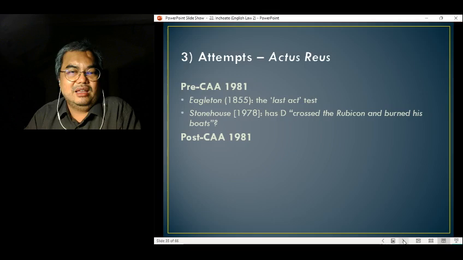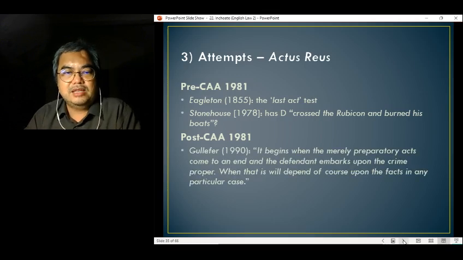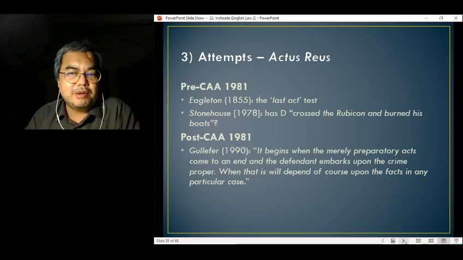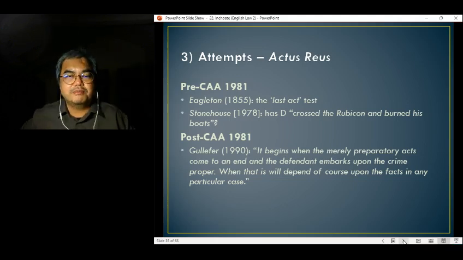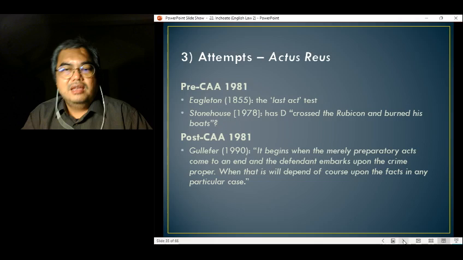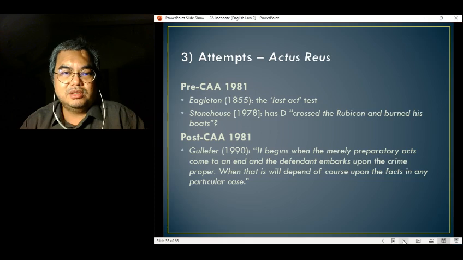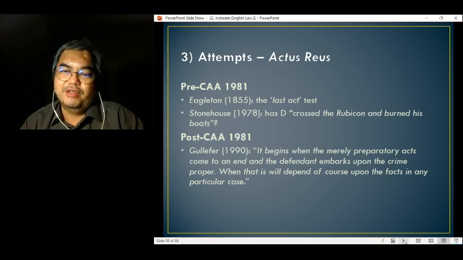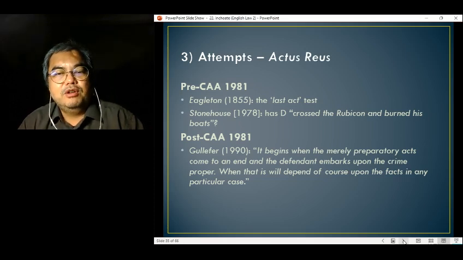So we look at the post-Criminal Attempts Act cases. The first case that we're going to look at is the case of Gulliver. In Gulliver, it was held that attempt begins when the merely preparatory acts come to an end and the defendant embarks upon the crime proper. It doesn't really say much because the Criminal Attempts Act says that it's more than merely preparatory, so obviously the merely preparatory acts must come to an end. It gives us a bit more by saying that it is when the defendant embarks upon the crime proper.